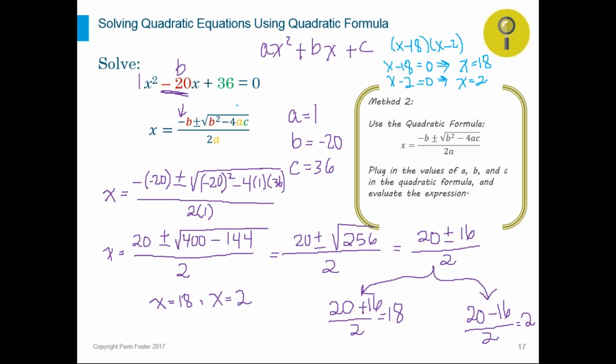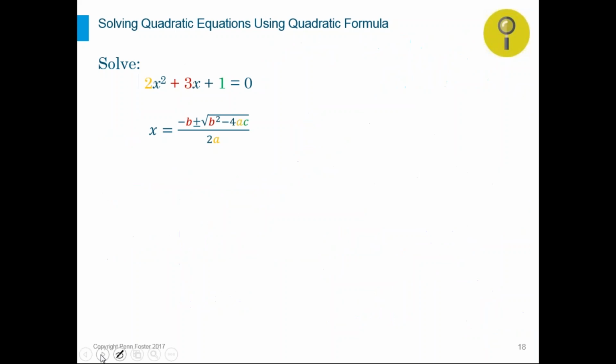In this case, this trinomial is factorable. I was able to find the factors. The factors are whole numbers, negative 18 and negative 2. So I had the option either to go with our old method, factoring, or to use the formula. Any questions? Okay, let's go on to another example.